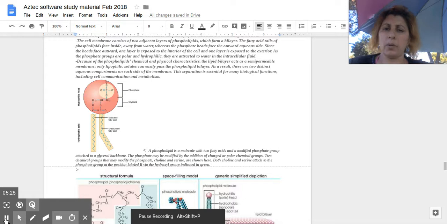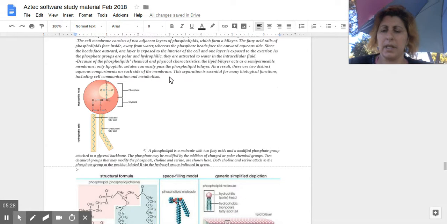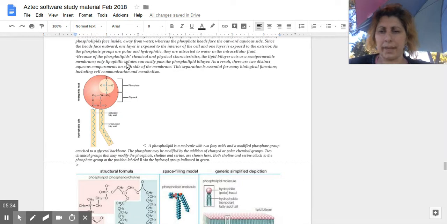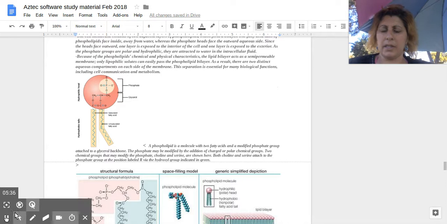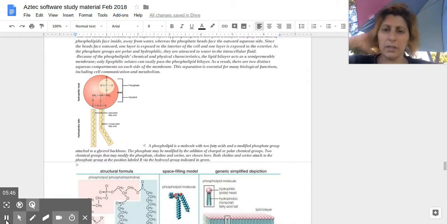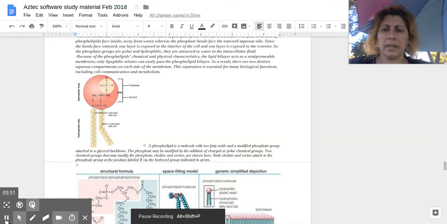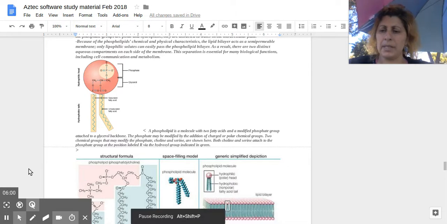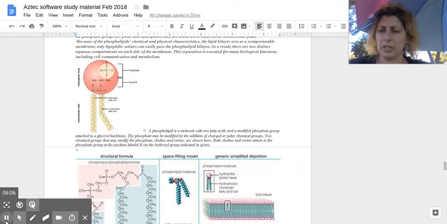And the polarity attracts the water as well as the polar aspects of the various molecules contained within the cell and in extracellular fluid as well. The semipermeability of the membrane is determined by the phospholipids' chemical and physical characteristics. Only lipophilic molecules or solutes easily pass the phospholipid bilayer. The membrane is important in cell communication and metabolism, various biological functions.